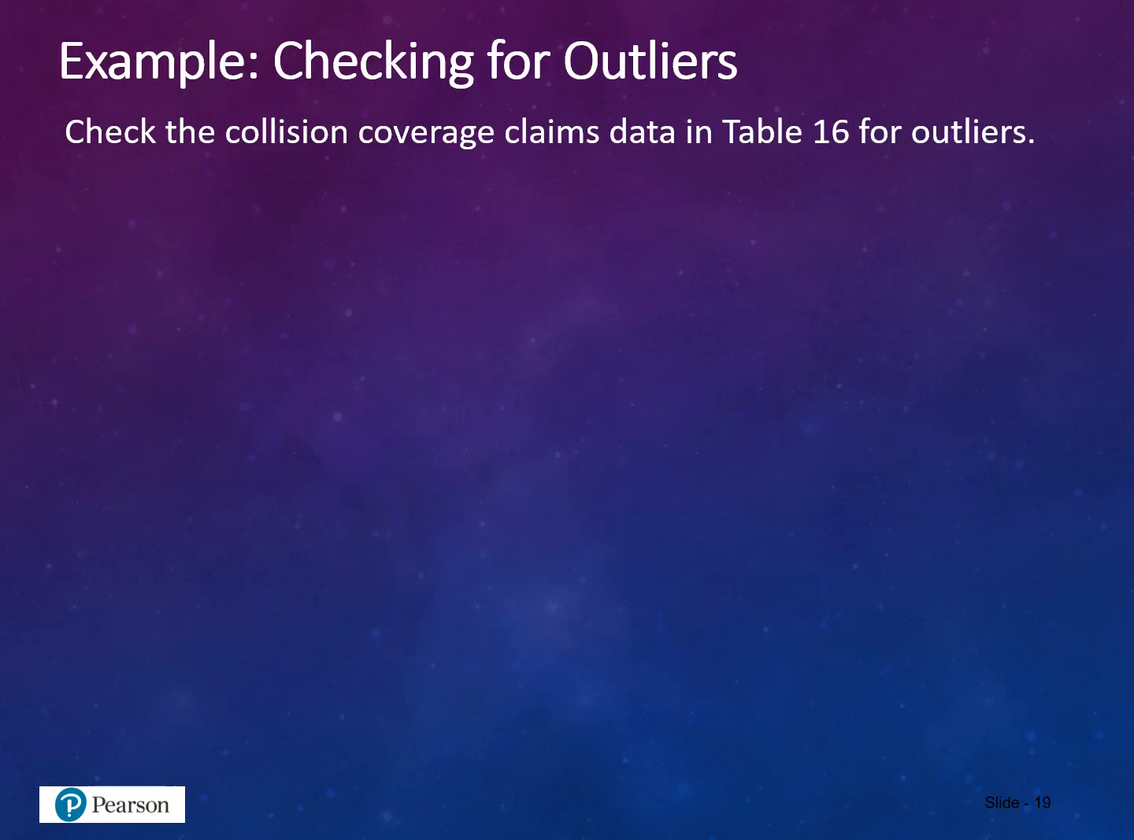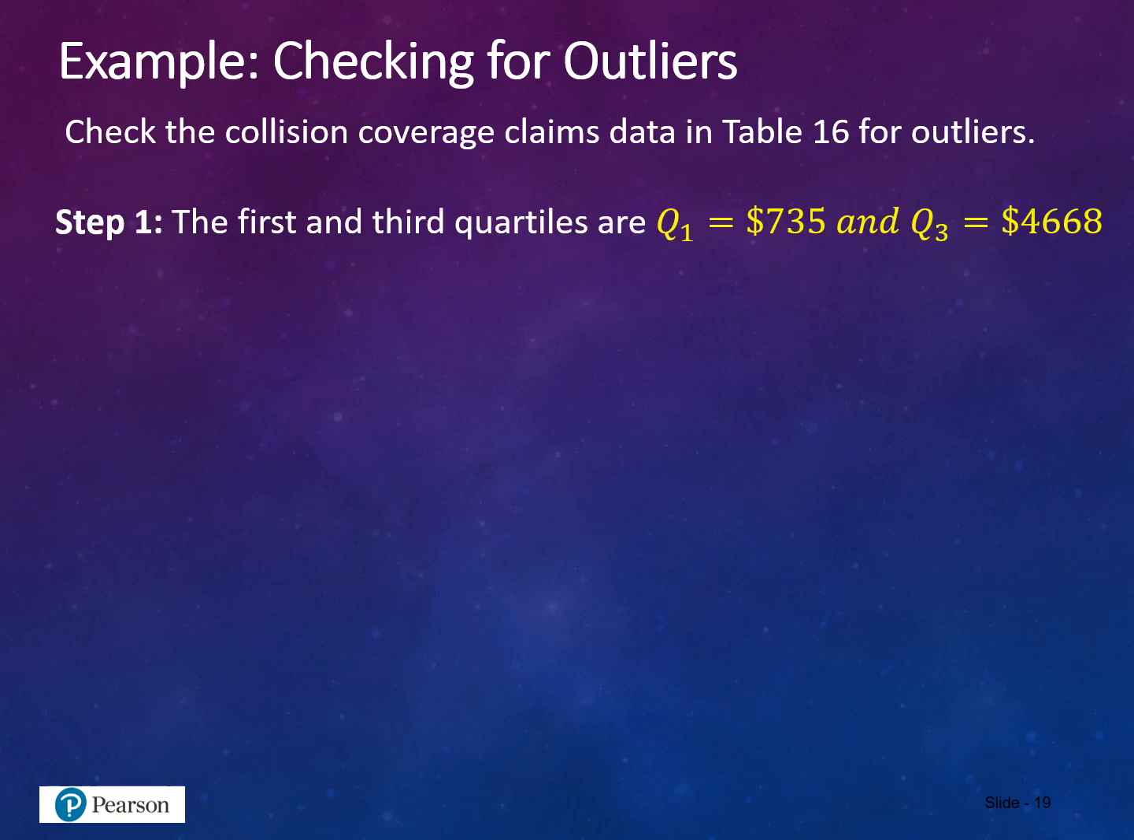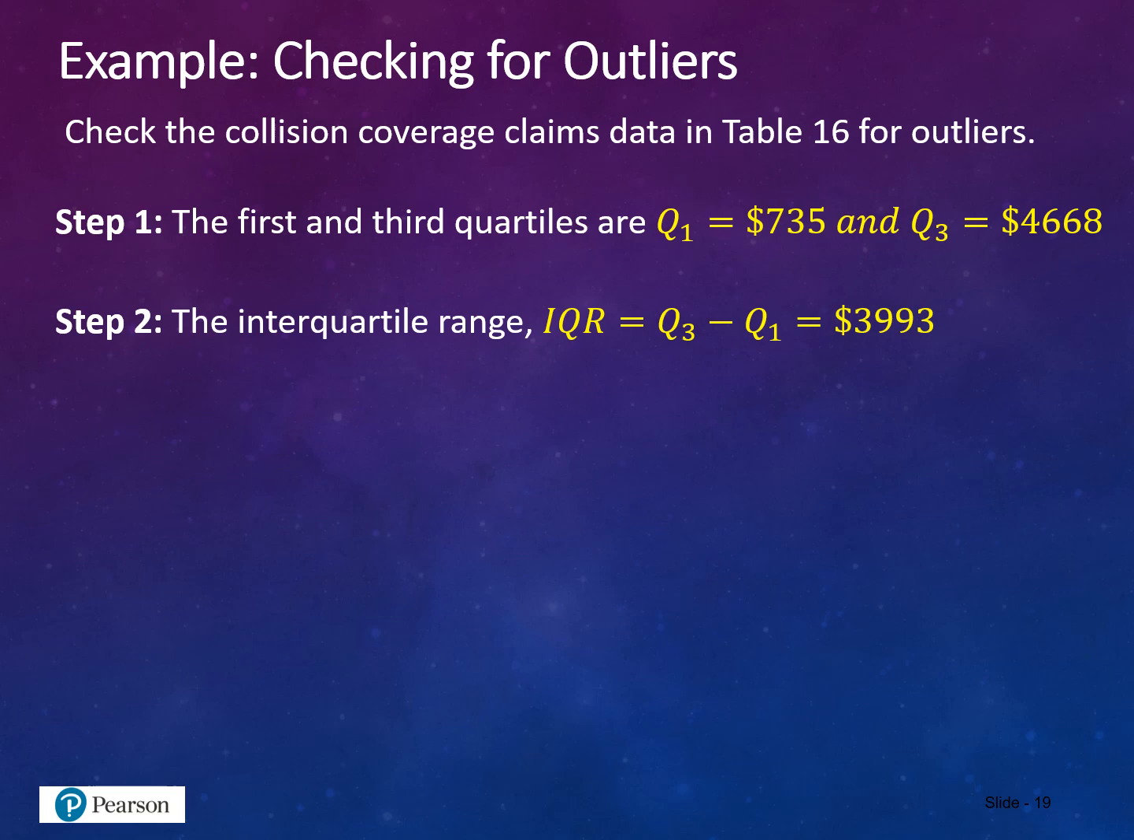So our last example, our last slide here in this deck, is to check for outliers. Check the collision coverage claims data in Table 16 that we've been using throughout this chapter and section for outliers. Well, first we have to go back and look at what our first and third quartiles are, right? And from previous examples, quartile 1 was 735 and quartile 3 was 4,668. Remember, our interquartile range, IQR, is Q3 minus Q1, which equals 3,993, 4,668 minus 735, okay?